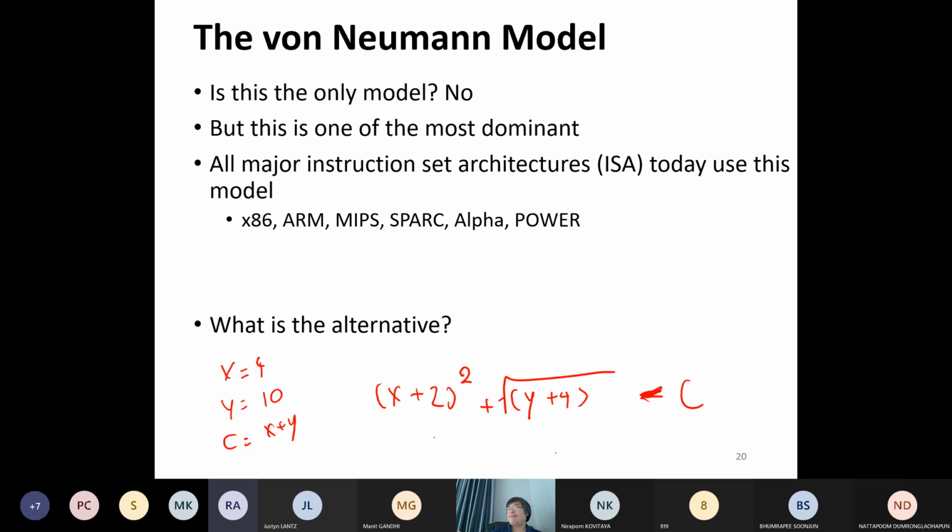So what do you do? Are you going from left to right, or are you doing the x plus 2 and y plus 4 together at the same time? So that's my question, basically. Which one do you do first?